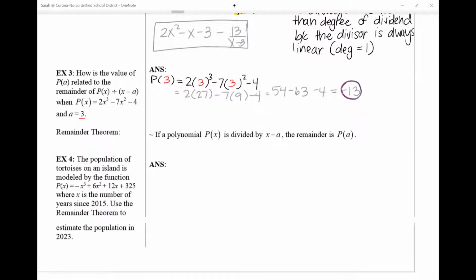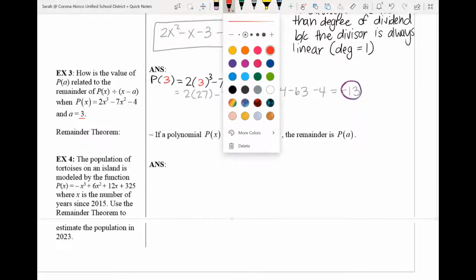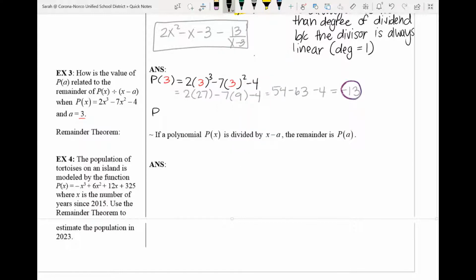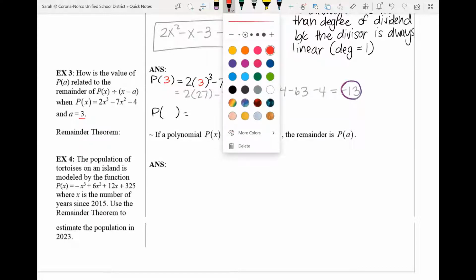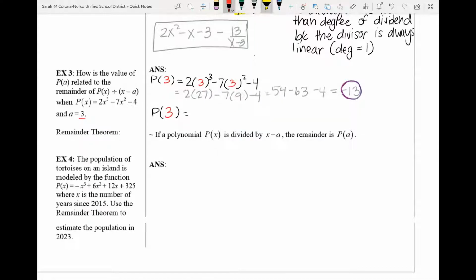So what we can see here is that P of 3 is negative 13. So P of 3 is negative 13, which is the remainder of P of x divided by x minus that 3.